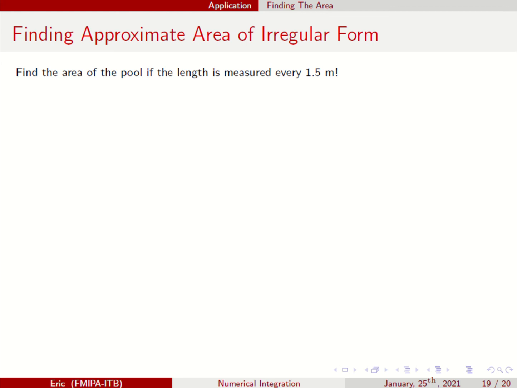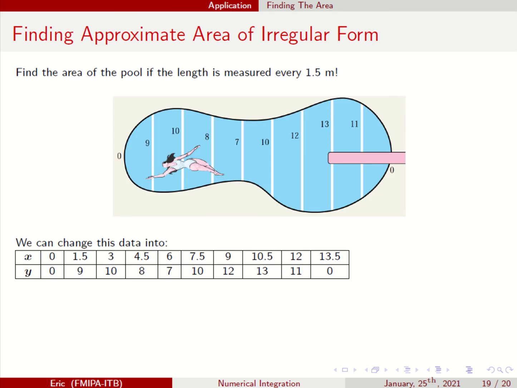So find the area of the pool if the length is measured every 1.5 meters. So from this to this is 1.5, 1.5, 1.5, 1.5, 1.5. So x0 should be 0, x1 should be 0 plus 1.5, x2 should be 0 plus 1.5 plus 1.5, that is 3, x3 should be 4.5, and so on. So don't forget, we just want to find this area.